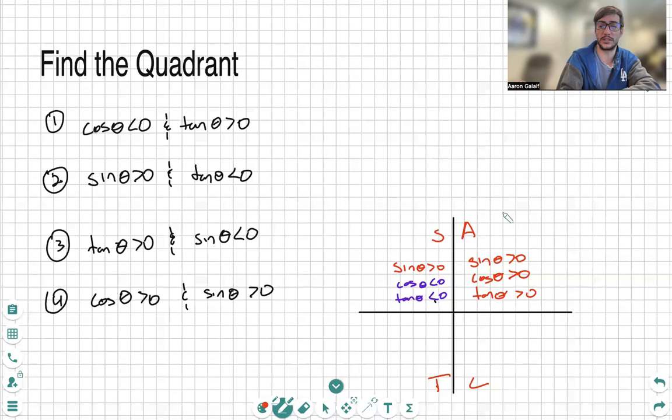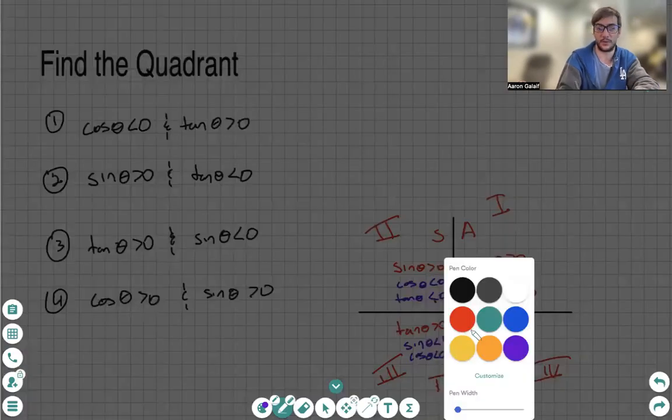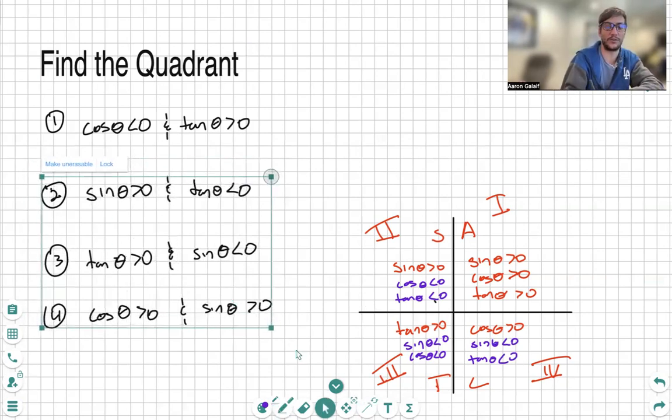Then we go to the third quadrant, because it's the first, second, third, fourth. In the third quadrant, we see that we have our T to represent that tangent of theta is greater than zero, and our sine and cosine theta are both less than zero, or negative. Tangent's positive, sine and cosine negative. In the fourth quadrant, cosine is positive, and sine and tangent are both negative. Perfect. Using that information, we are going to be able to easily solve all of these questions on the left.